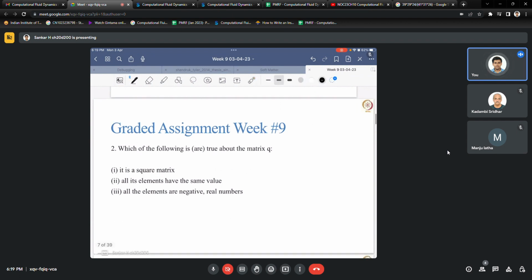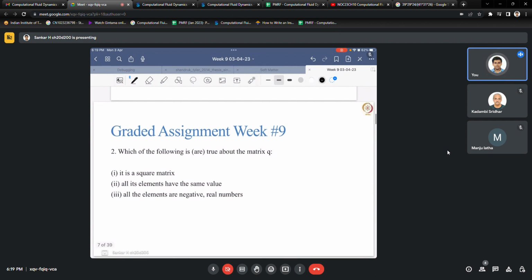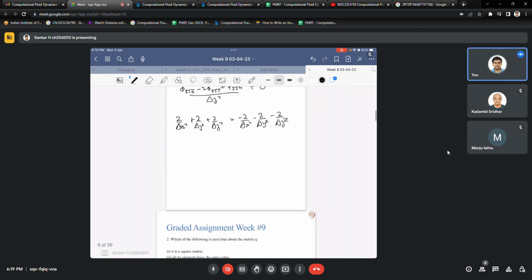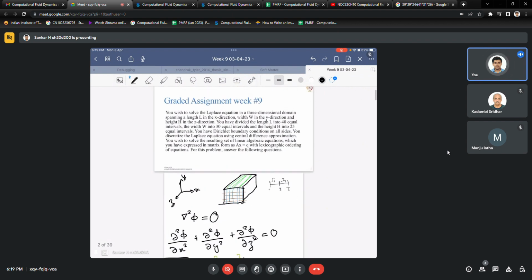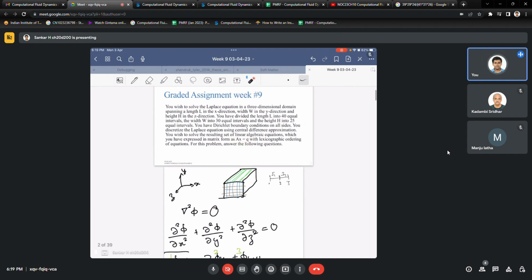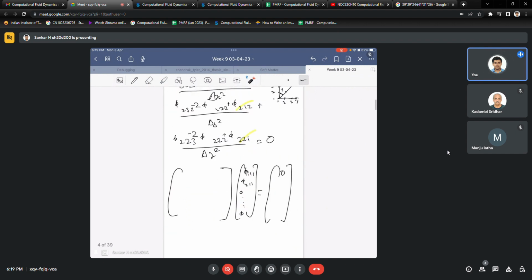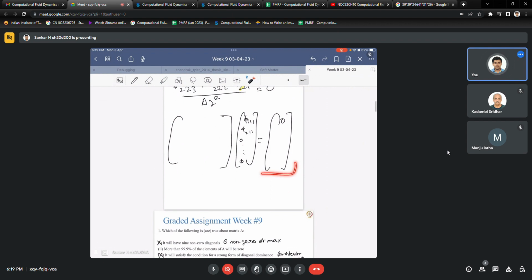Moving on to question number 2, which of the following are true about the matrix Q? So basically, what is matrix Q here? According to the question, they have written the matrix in the form Ax equal to Q, and so this matrix over here will be Q. This will not necessarily be 0, it will have some values as well, and this matrix is Ax equal to Q.